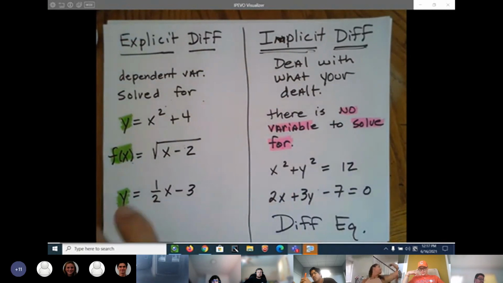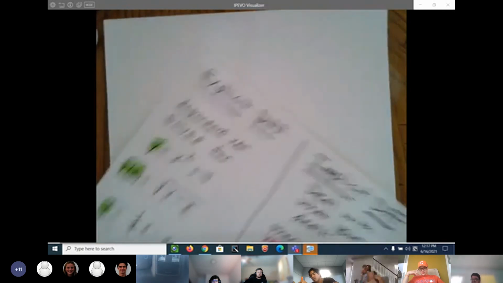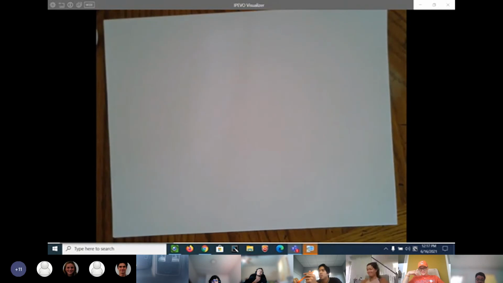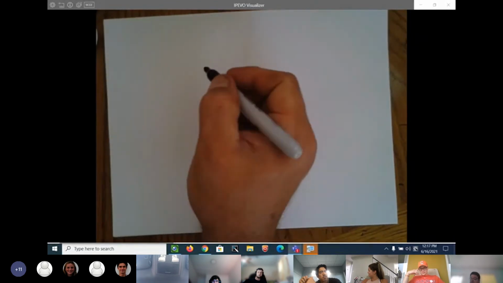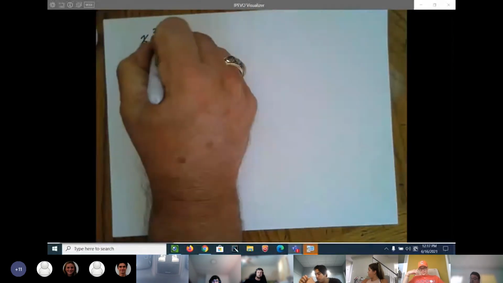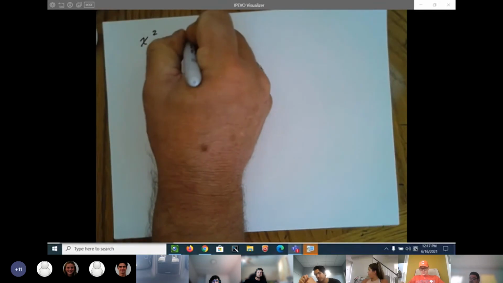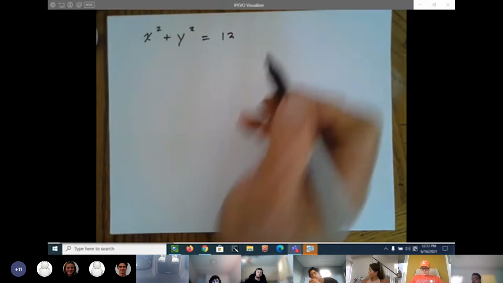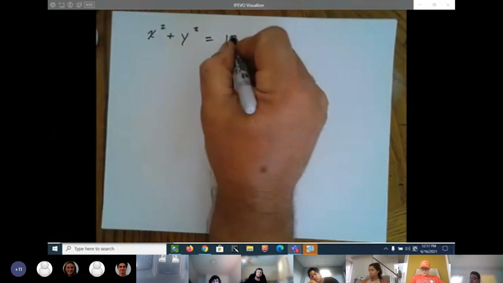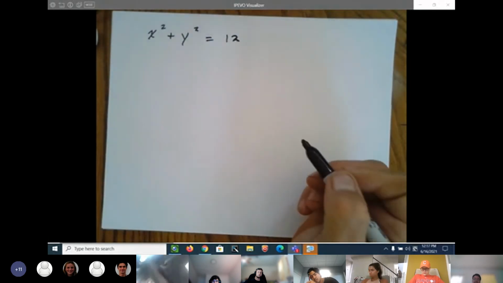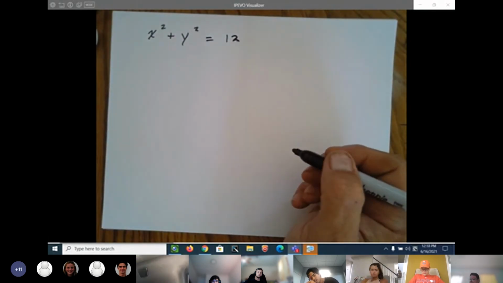So here is an example. Come in, I'm getting mad. I'm going to give you an example of implicit differentiation. And my black pen, there it is. x squared plus y squared is equal to 12. Okay, so what do you do first with implicit differentiation?